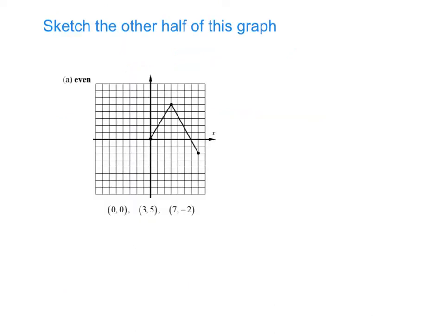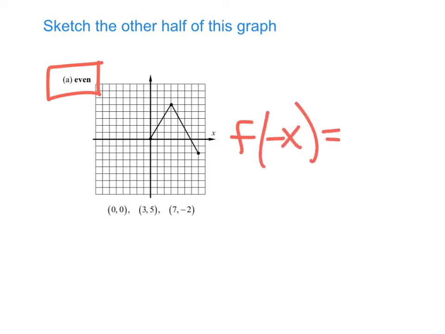All right, now let's take a look at a graphical approach. Sketch the other half of this graph, given that it's an even function. They're going to give me 3 points, and I just have to start with the rule for even: f of negative x, even and odd start the same, it's just what you get out, equals f of x. So how does that help you?